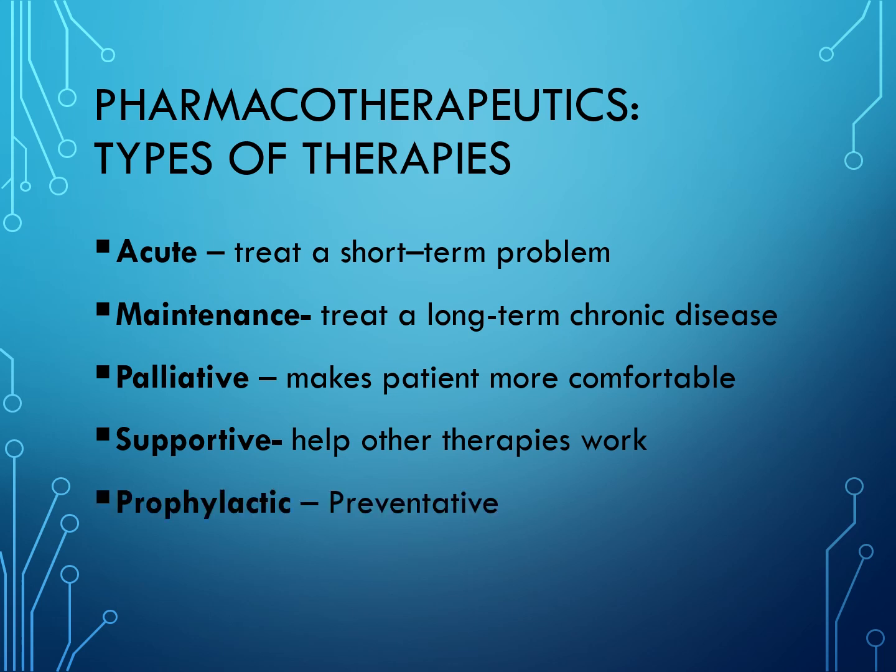Next, we have prophylactic therapies that help prevent a disease. This would be vaccines or medications being used to prevent diabetes from occurring. And last, we have supplemental therapies. These are the things that can be done in addition to medication and typically involve vitamins, minerals, and herbs.